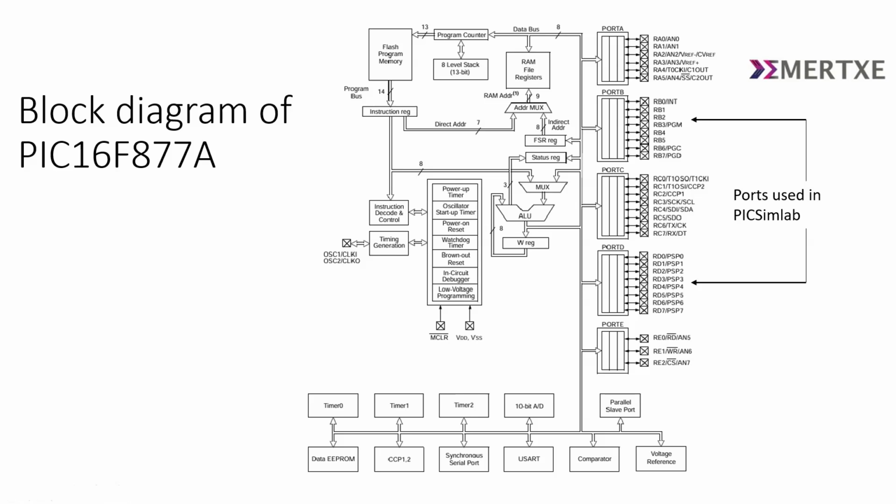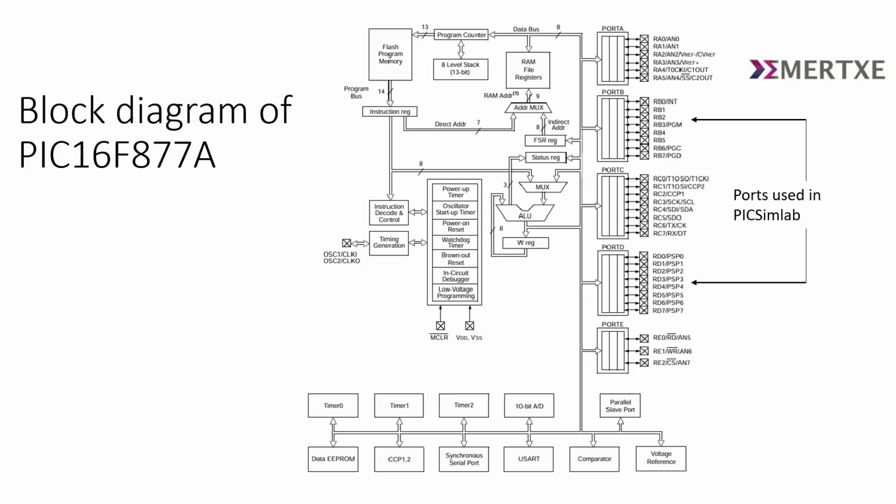The central ALU, powered by the oscillator and timing circuits, processes instructions and is supported by a power-up timer, watchdog timer, and brownout reset for reliability. Data flows through an 8-level stack and multiplexer for GPIO ports from port A to port E, offering 33 pins for inputs like the keypad and outputs like the buzzer and fan.